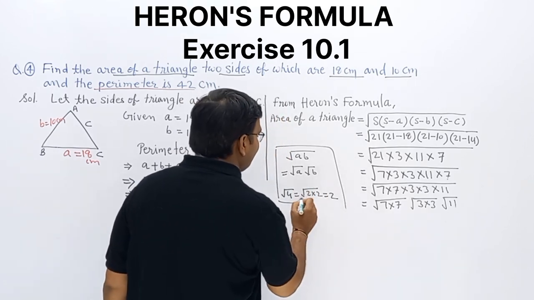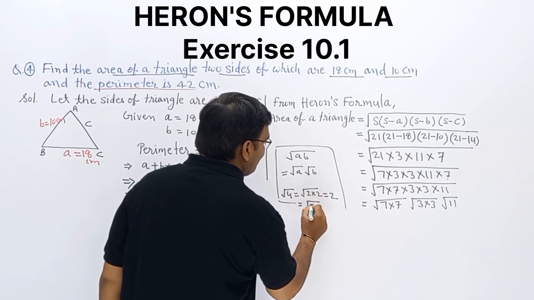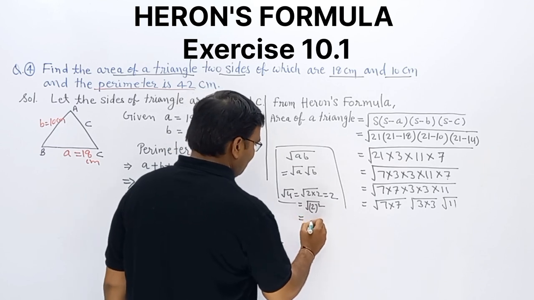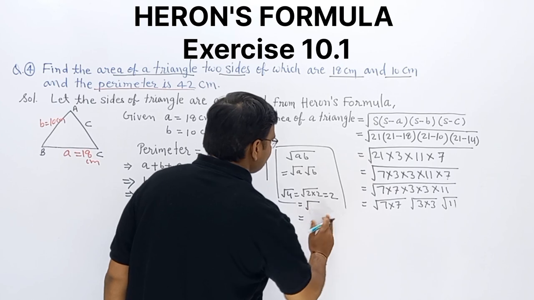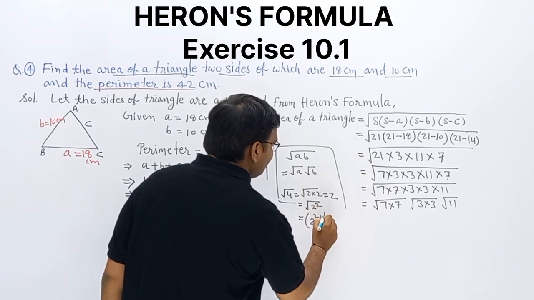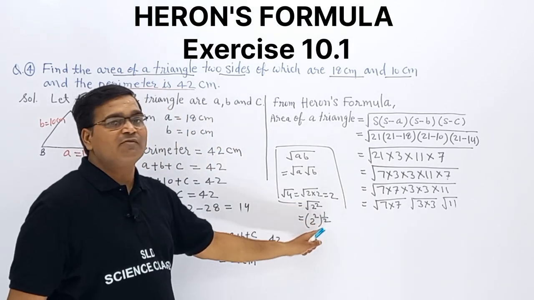Observe this one, how we are getting 2. This can be written as square root of 2 power 2. Yes or no? Solve this one. 2 power 2, now 2 power 2 and square root is what? Power 1 by 2. What is the meaning of square root? Square root is power 1 by 2.